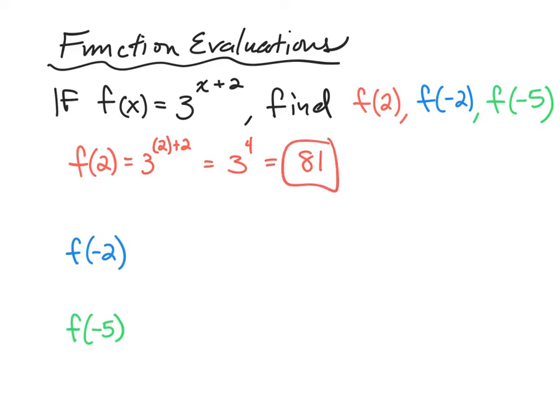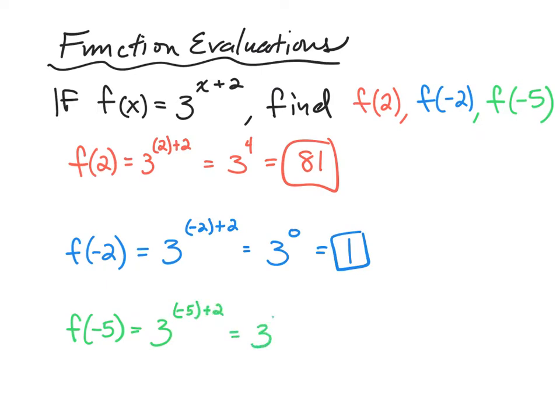Similarly, we can substitute negative 2 in for x in this function. So negative 2 plus 2, which would be 3 to the 0 power, which would be just 1. And here, the last one, f of negative 5, it's as simple as substituting, you guessed it, negative 5 in for x plus 2, which would be 3 to the negative 3 power, and negative exponents are no good. So what we need to do is push this to the other side of the fraction, and then we can make the exponent positive.